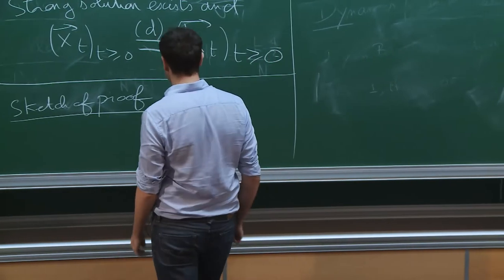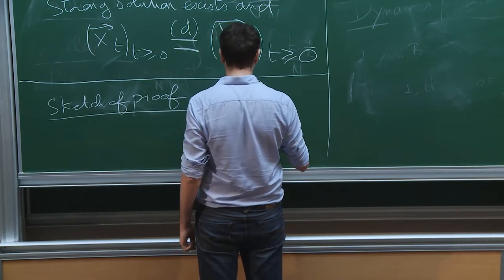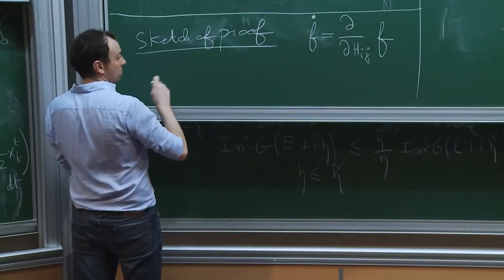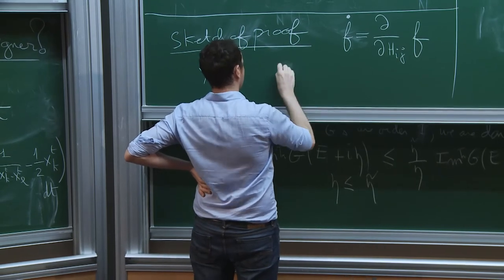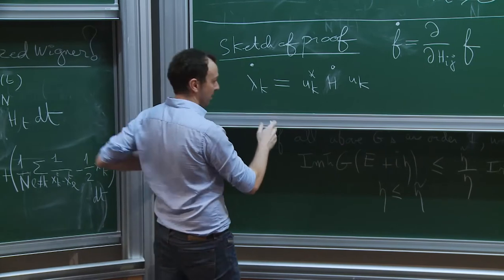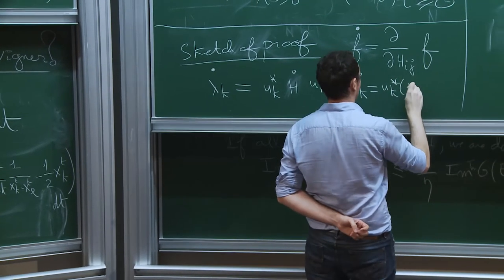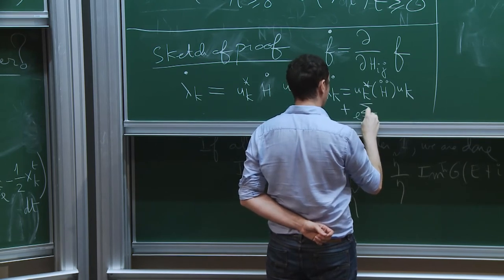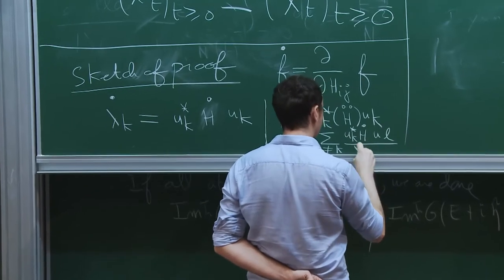What is known is, if I define f dot as a derivative with respect to one matrix entry of a function f, so this dot depends on i and j, then lambda k dot is going to be uk star h dot uk. And lambda k double dot is going to be uk star h double dot uk, plus the sum over l different from k of |h dot uk star ul|^2 divided by lambda k minus lambda l.